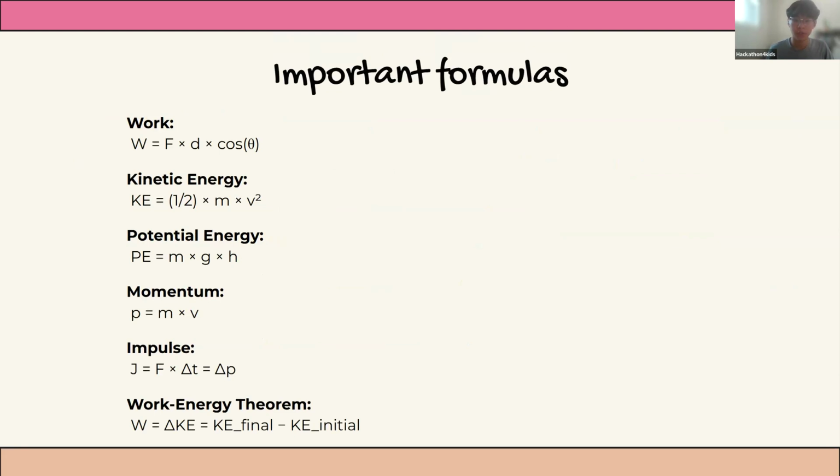Okay, so here are all the important formulas that we covered today. If you didn't get any of these, or you just want to write down a section like important formulas, here it is. So we have work, which is force times displacement times cosine theta. Kinetic energy, which is 1/2 mv squared. Potential energy, which is mass times gravity times height. Momentum is mass times velocity. Impulse is force times delta T. It's also equal to the change in momentum. And our work energy theorem, which is the final kinetic energy minus the initial kinetic energy.